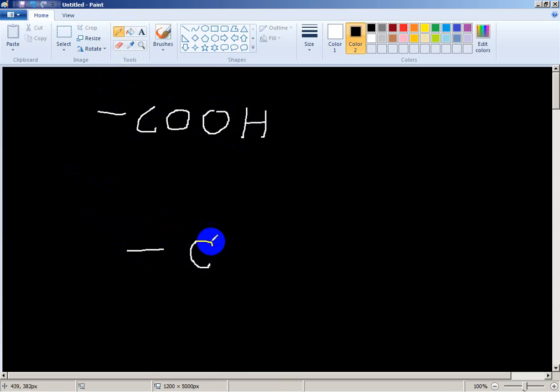You know, carbon contains 4 bonds. 2 bonds are with oxygen, and 1 bond is here, and 1 bond is with the hydroxyl group. This is the functional group of carboxylic acid. Okay, today, what is the general formula of carboxylic acid?